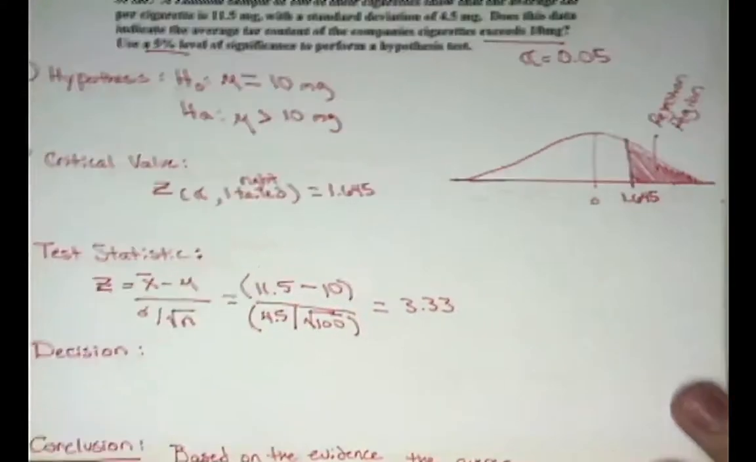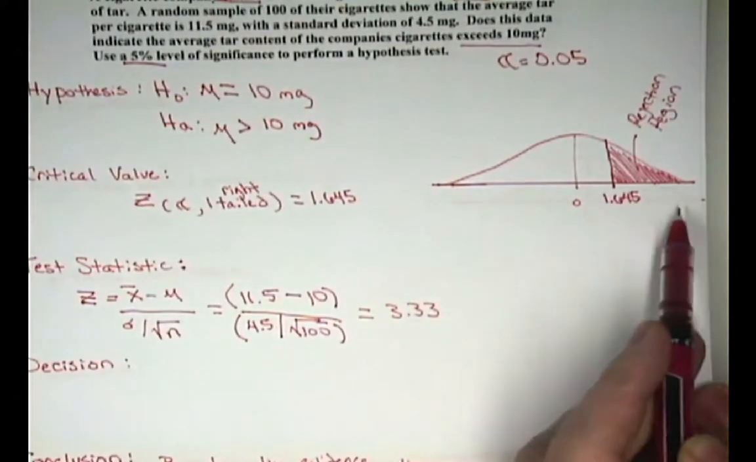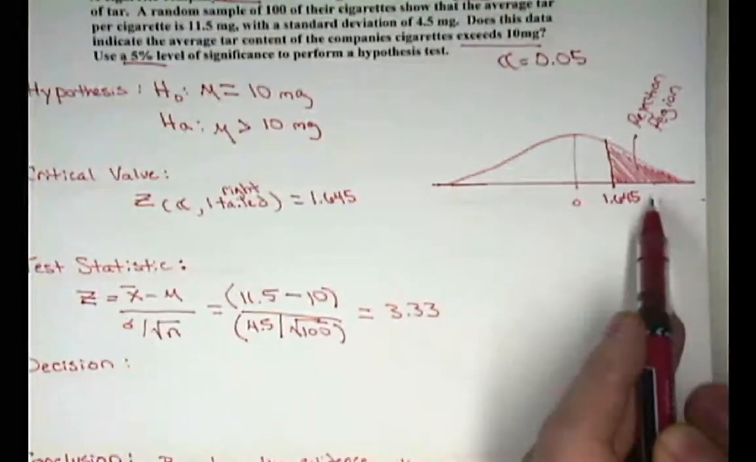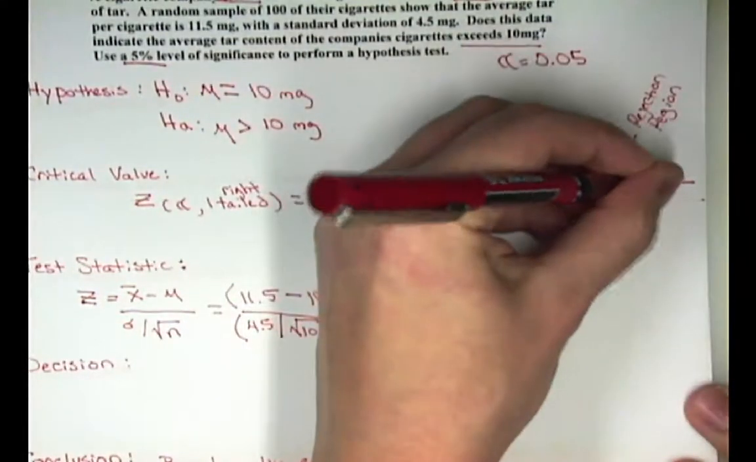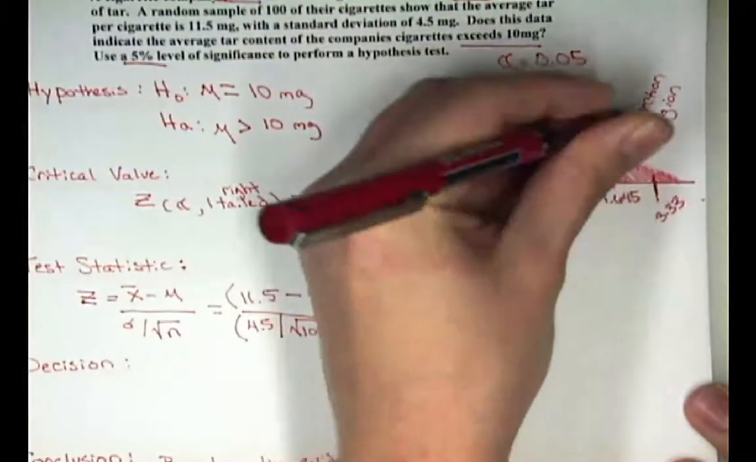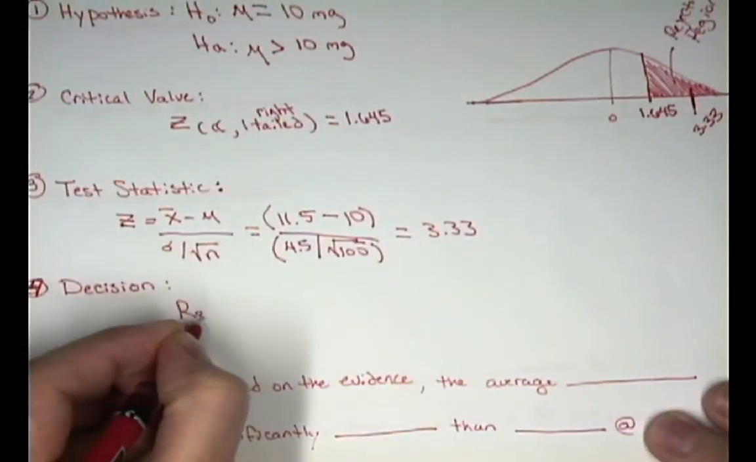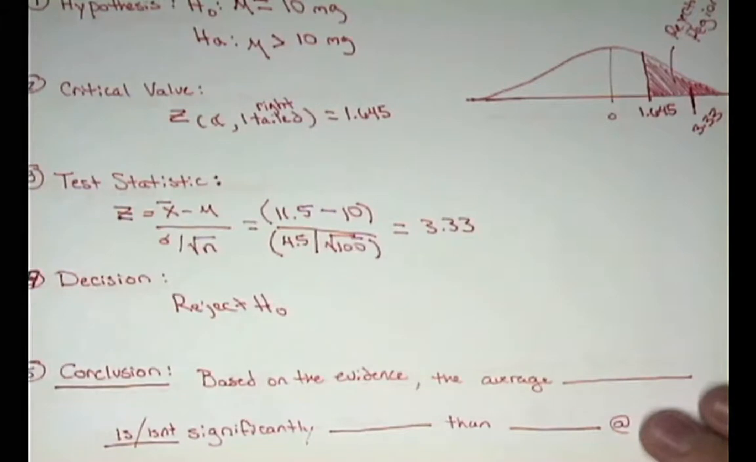Now, you want to plot your test statistic on your picture that you drew. Where does 3.33 fall on this number line? Does it fall to the left of 0? Well, it's a positive value, so no. It falls to the right of 0. Is 3.33 bigger than 1.645? Yes, it is. Your test statistic is going to fall somewhere in here, which is in the rejection region. If your test statistic falls in the rejection region, your decision is to reject H0. Since the test statistic fell in the rejection region, you will reject H0. Okay? If it does not, then you do not reject H0. It's as simple as that.